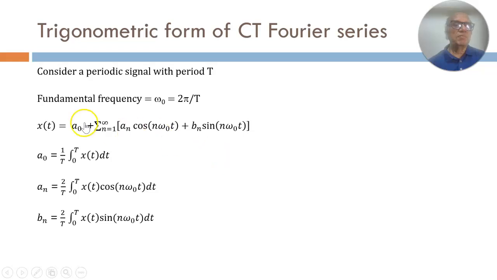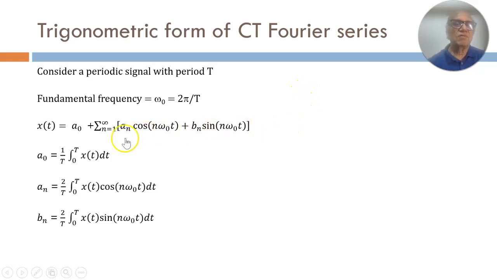Now, one problem with this type of expression for the Fourier series is that it's not clear for a given frequency what is the amplitude and what is the phase angle. For example, you consider the fundamental. The coefficient of the cos term is a1 and the coefficient of the sine term, which is also having the same fundamental frequency when n is equal to 1, is b1. So the question is, which is the amplitude? Is it a1 or is it b1?